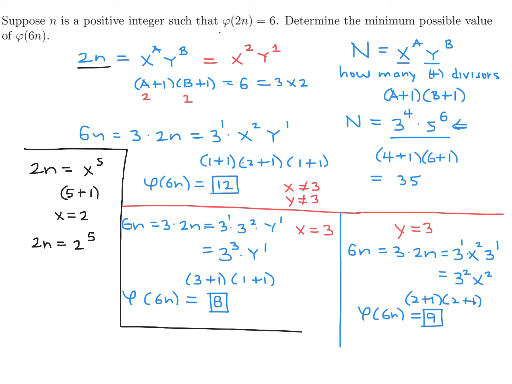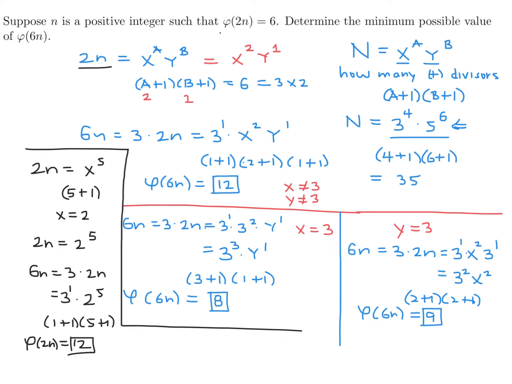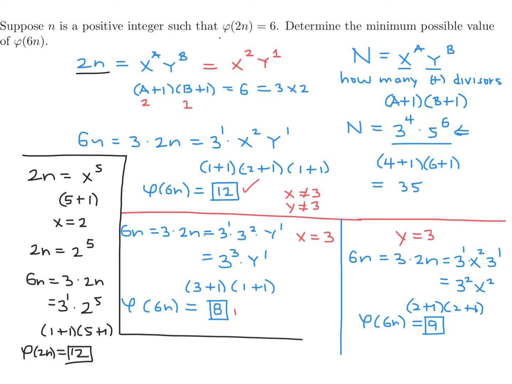So now our 6n would be 3 times 2n, which is 3 to the power of 1 times 2 to the power of 5. Now our number of divisors is 1 plus 1 times 5 plus 1, and that's 2 times 6, which is 12. So that means our 2n is 12. Okay, no problem. So now we'll look at all of our possible values, which is what they wanted. We got a 12 here, we got an 8 here, we got a 9 here, we got a 12 here. The minimum of those is this 8. So that is the answer to this question.